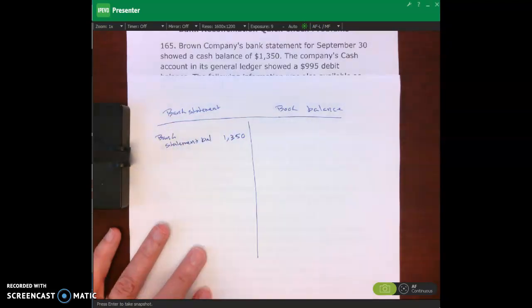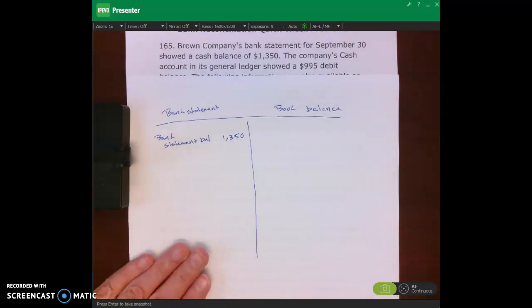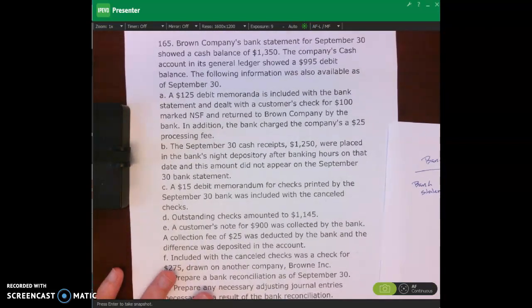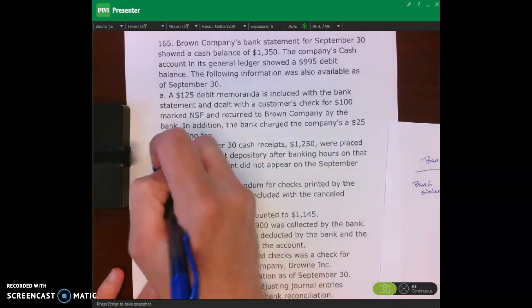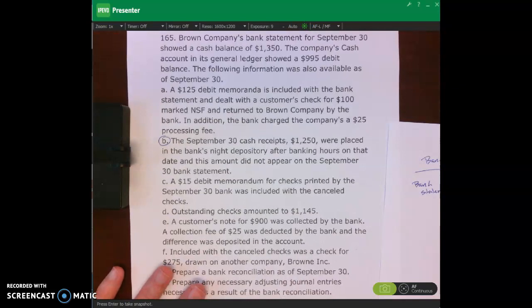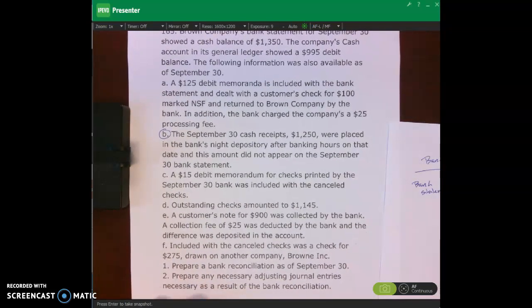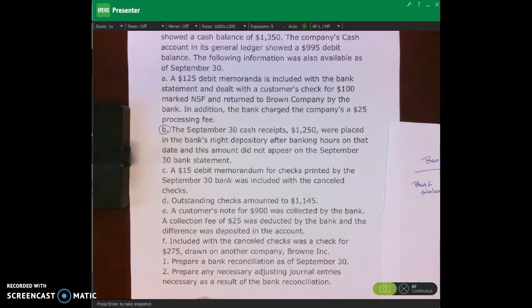$1,350. Okay. And then step 2, it says identify and list any unrecorded deposits and bank errors. So we look at our unrecorded deposits. So it says right over here, this is an unrecorded deposit right there. It was placed in the night depository, and it's not included on our bank statement. And then we also have this right over here. Included with the canceled checks was a check drawn on another company. So that is an error. Okay, that is an error.